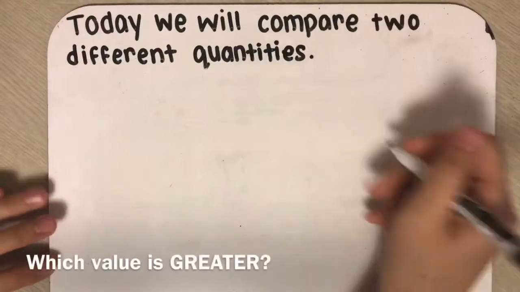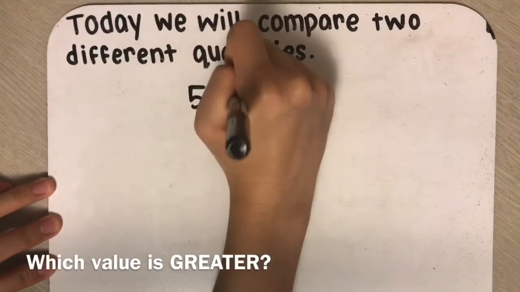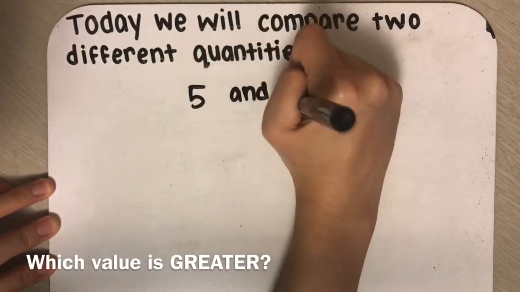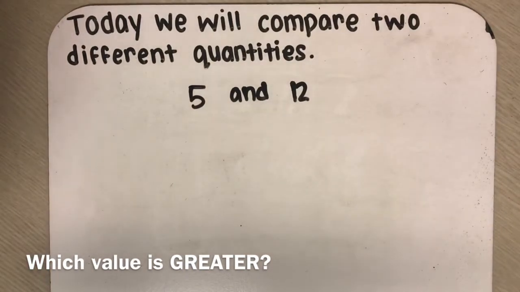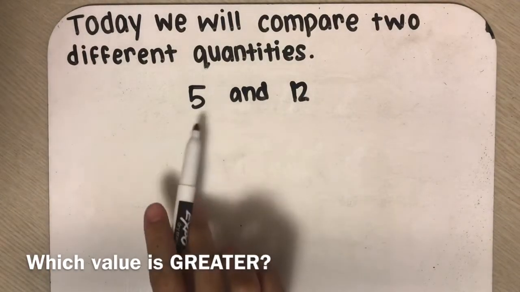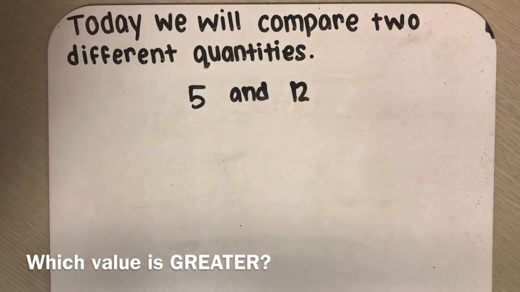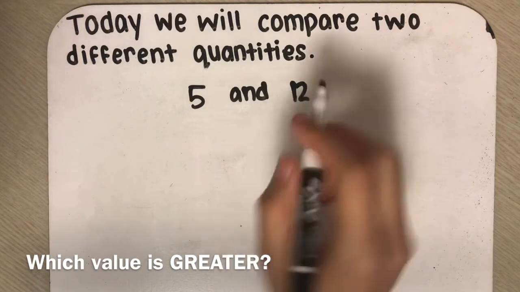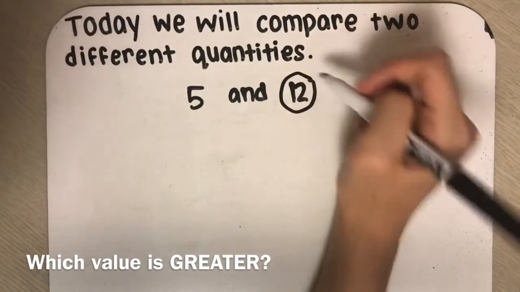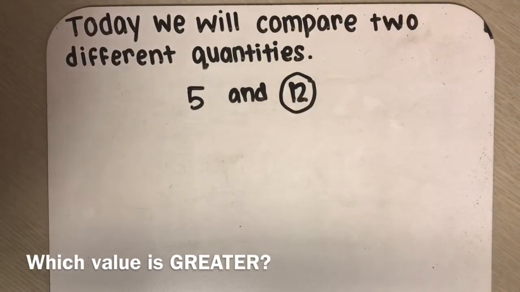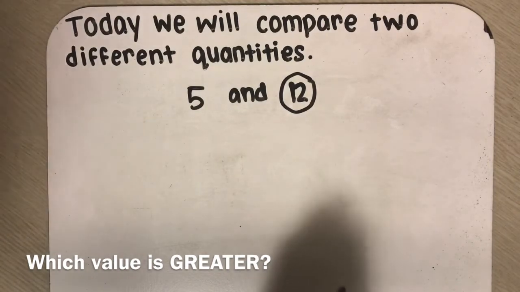Take a look at this number pair. Here's 5 and 12. Which number is greater? Is it 5 or is it 12? Say it out loud at home. 12 is greater than 5, so I'm going to circle 12. Let's try another one.